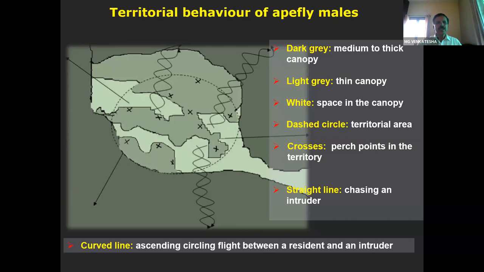So this is the canopy. We can see here the dark area is canopy, and this is the open place. The male will make a territory here, all this place, and make a short flight, and then attracts the female using the pheromone. And then they go for a flight.